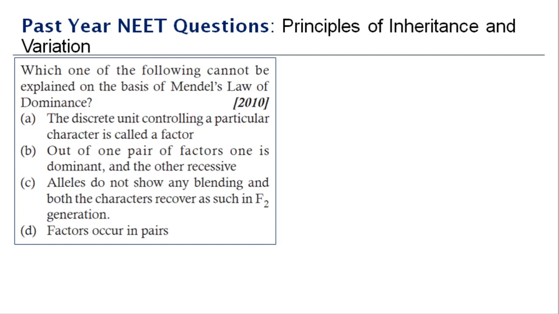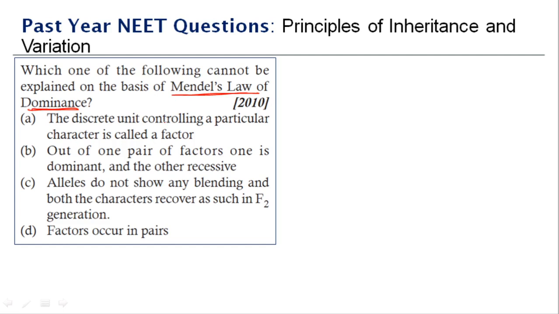Which one of the following cannot be explained on the basis of Mendel's law of dominance? So you should definitely read the question. It is asking about just the law of dominance. Mendel also gave other laws, right? The law of independent assortment. So you should definitely know what comes under what.